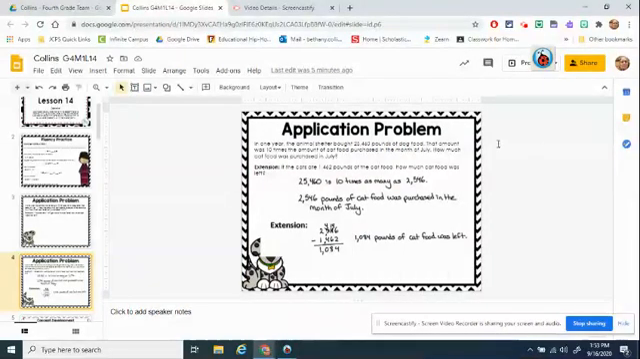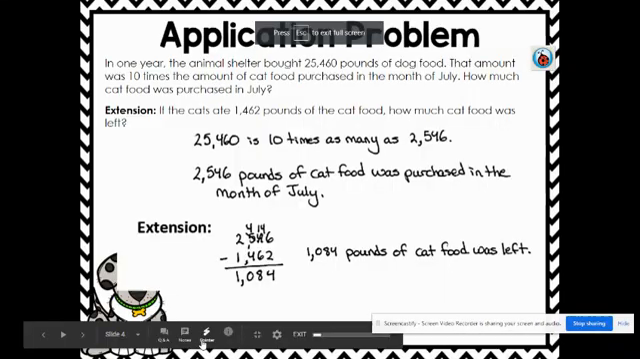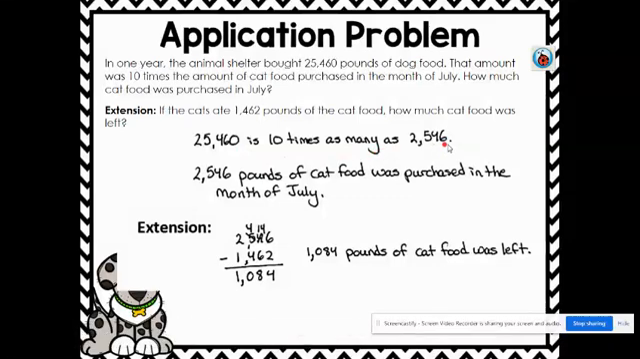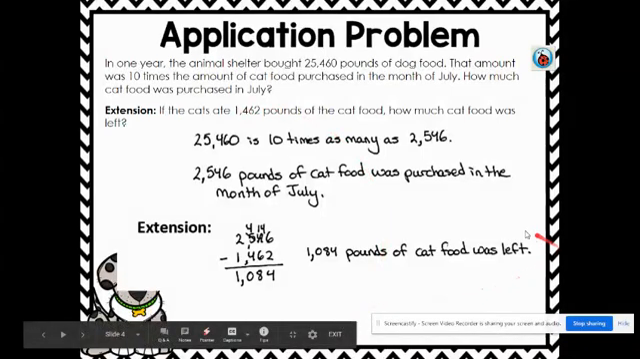Okay, so when I come back here and we get ready. Okay, so 25,460 is 10 times as much as 2,546. Or I could say that backwards. 2,546 times 10 would give me 25,460. Okay, so 2,546 pounds of cat food was purchased in the month of July. So if the cats ate this much cat food, 1,462, how much cat food is left? Because we're trying to figure out what's left, we're going to be doing subtraction.